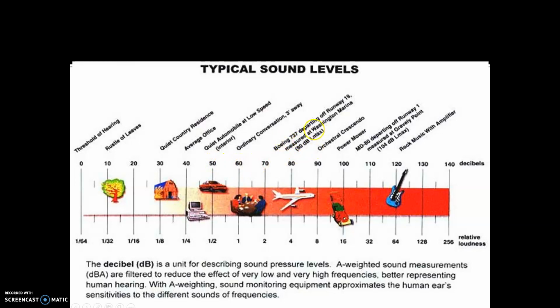A Boeing 737 departing off a runway, measured from the Washington Marina, is about 80 decibels. An orchestra's crescendo is 90. Rock bands are about 120, and in fact, about 121 is considered by most experts and the FDA as causing ear damage. So rock bands will actually engineer it so that they are just loud enough where they will not cause permanent damage to your ears, but are just barely there.